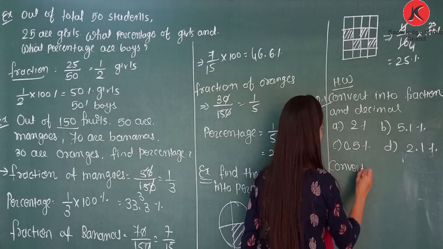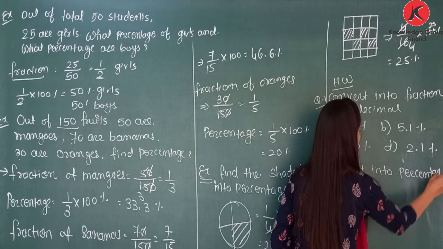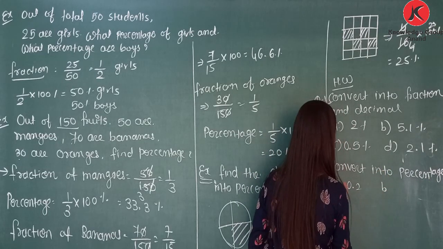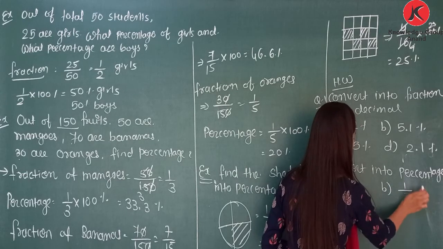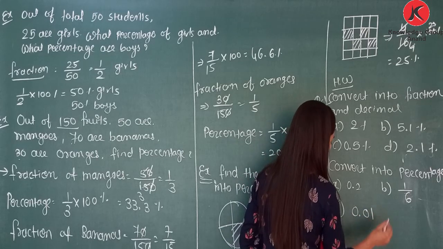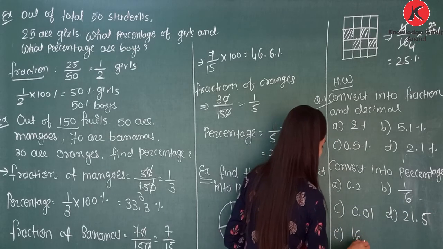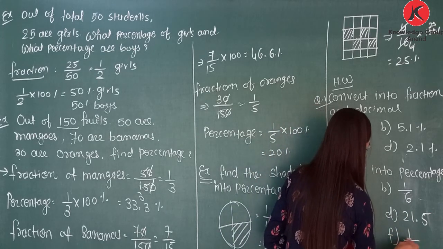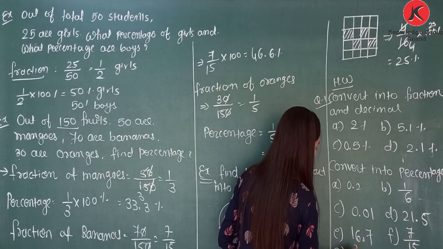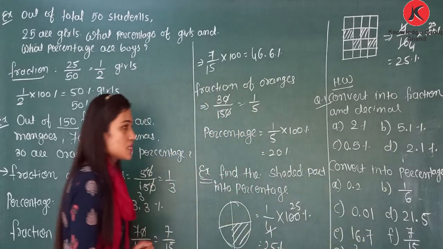Convert into percentage. Now here decimal is given and fraction is given. 6, 0.01, 21.5, 16.7, 7 by 15, 2 by 15. So this example you need to solve it.